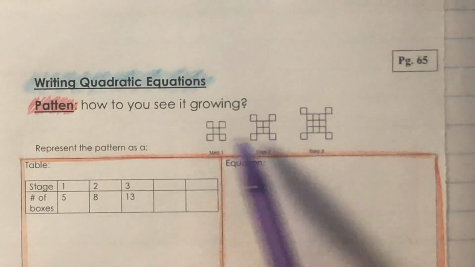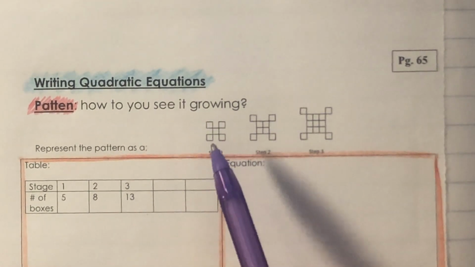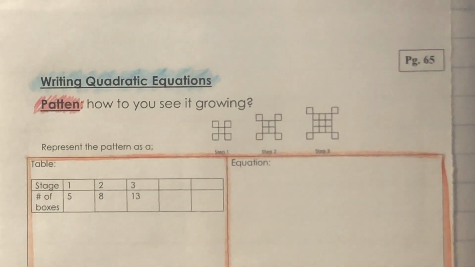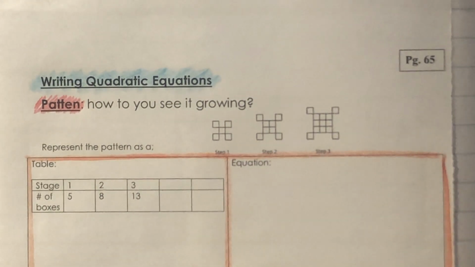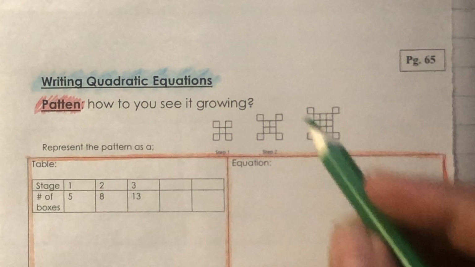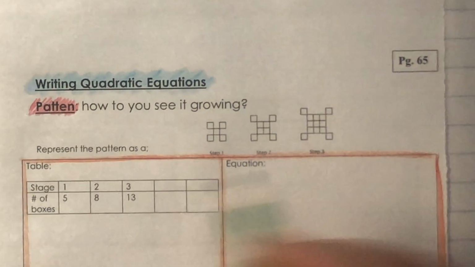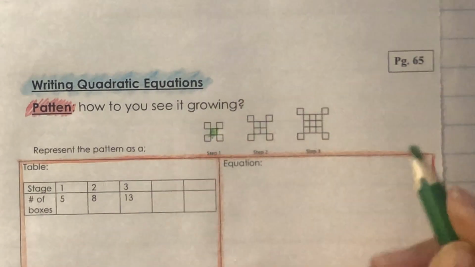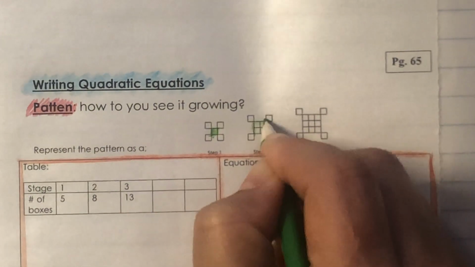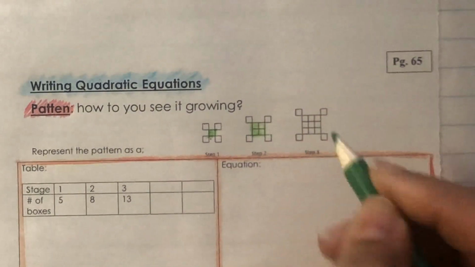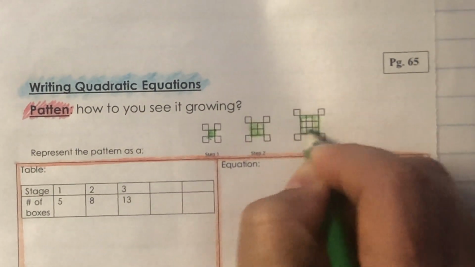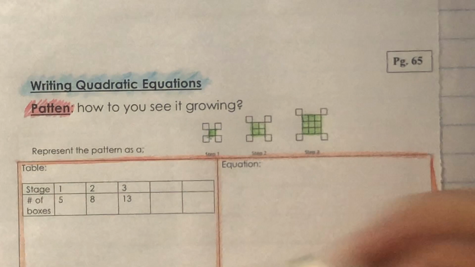Now, there's lots of things that you can notice. There's lots of things that you can see. It just depends on what you visually imagine. Okay, so there is no right or wrong answer. It's just how do you see it growing? So for example, I see this 1 by 1 box over here, right, becomes a 2 by 2 box over there, and then becomes a 3 by 3 box over here, right?